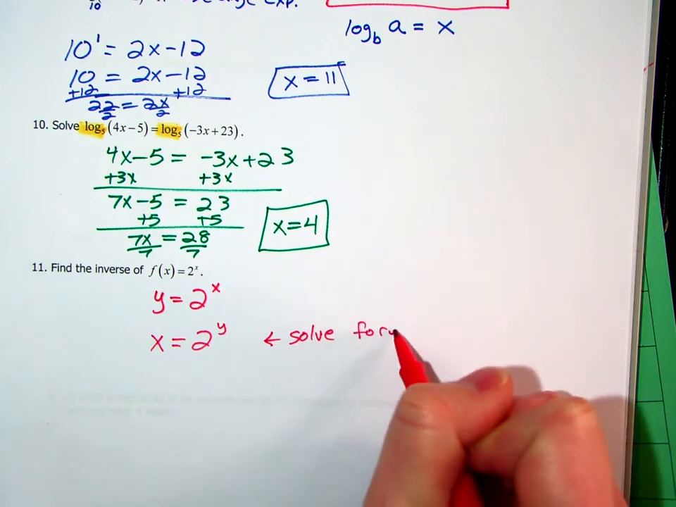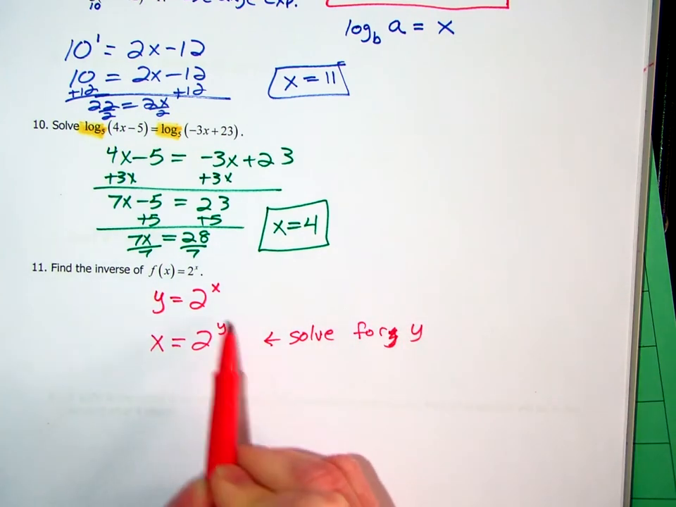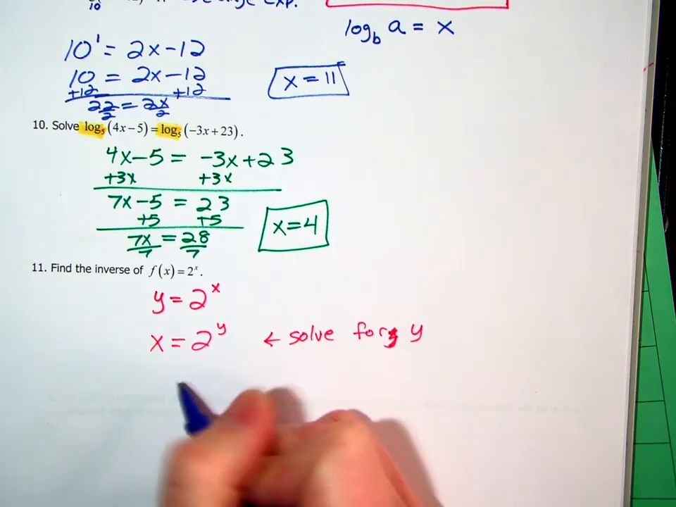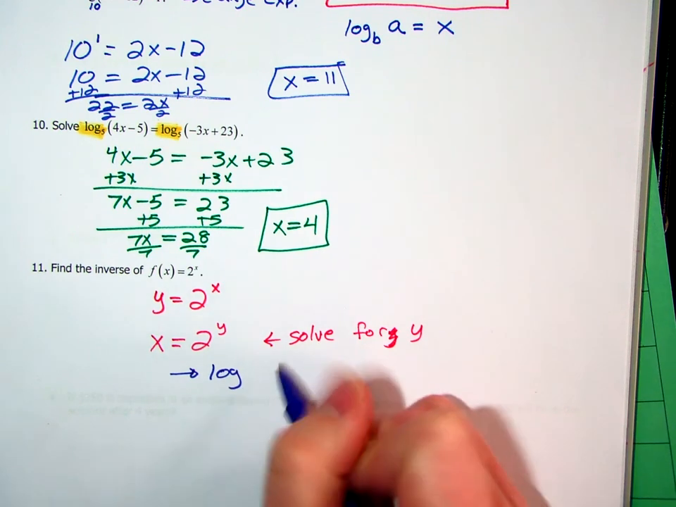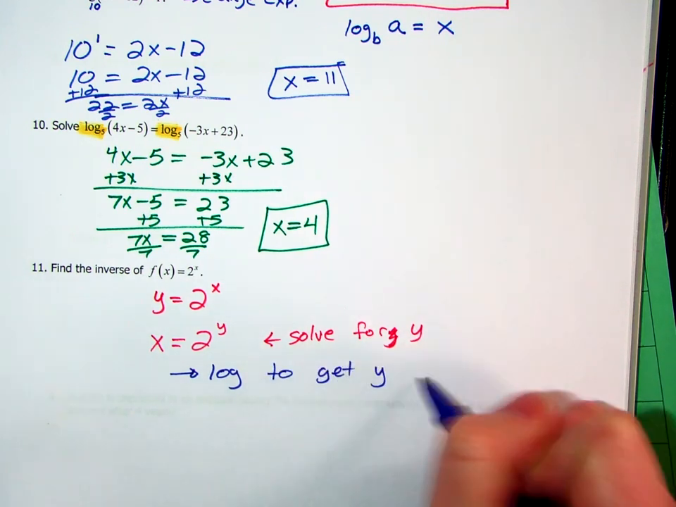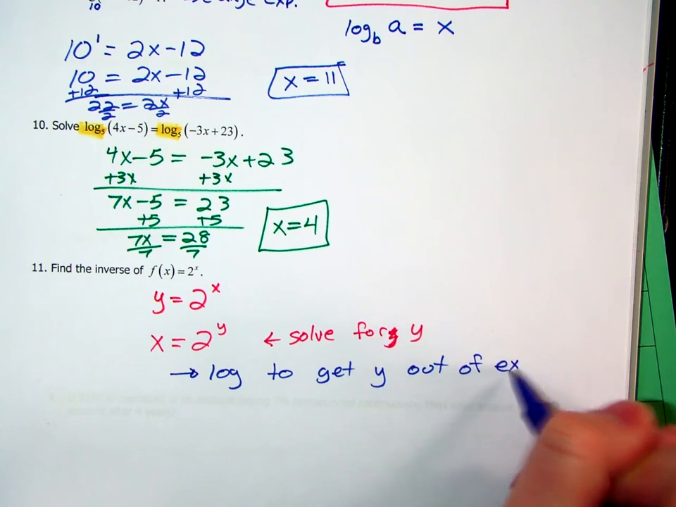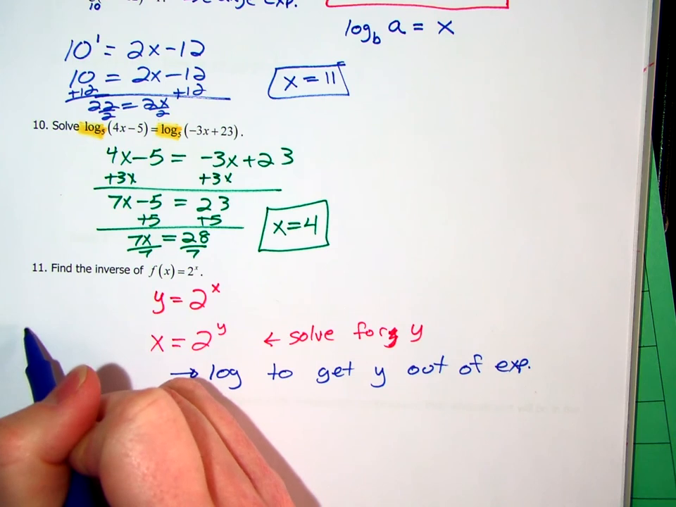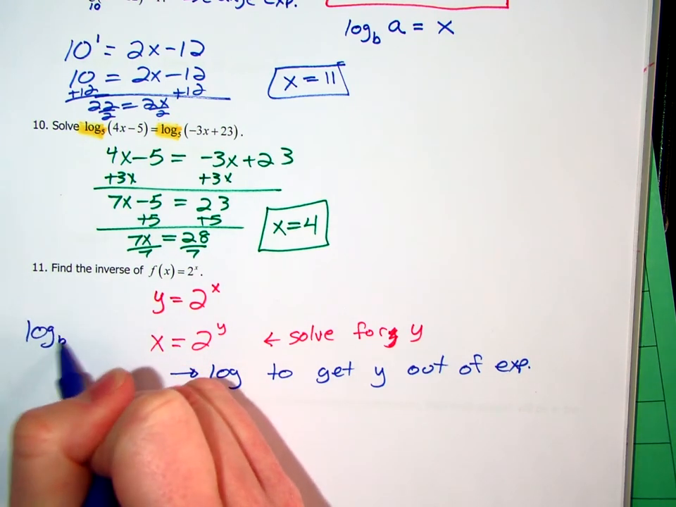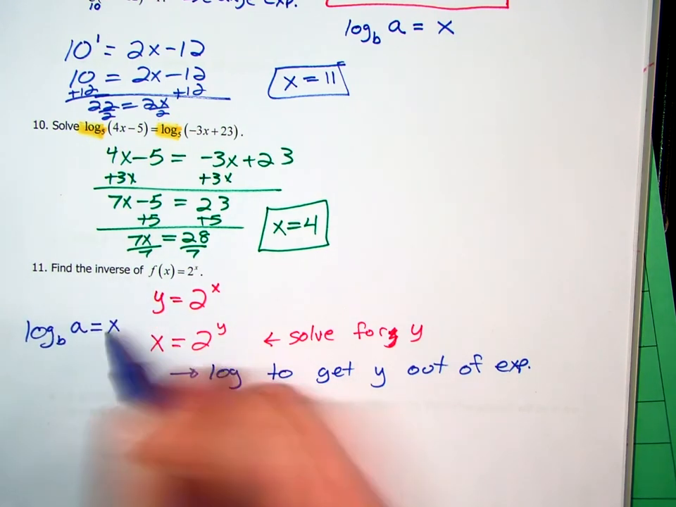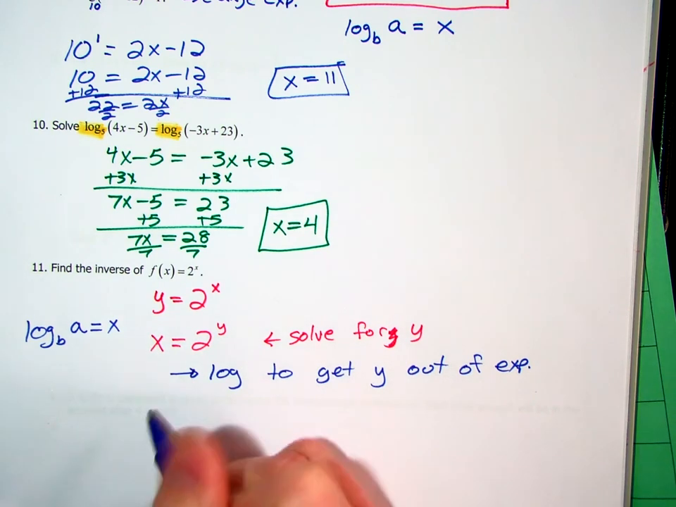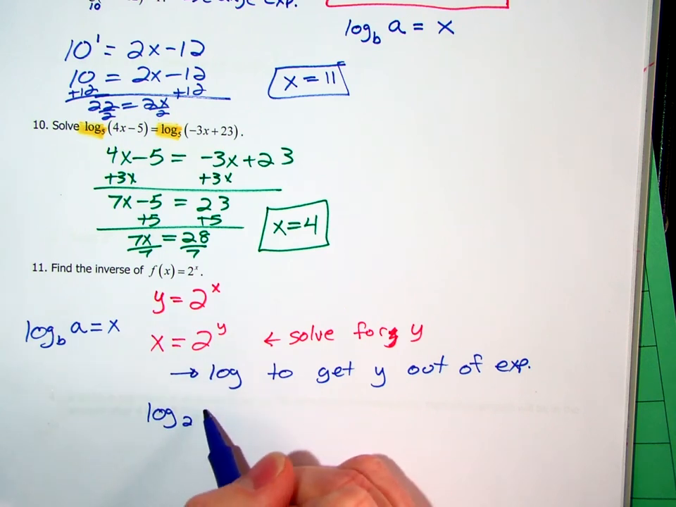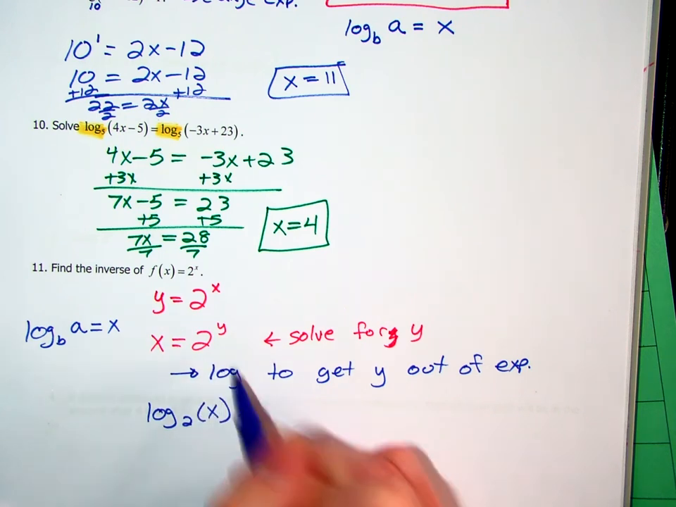So if I'm going to solve for y, the issue is y is in the exponent. I can't have what I'm solving for as the exponent. So we are going to change this to a log to get y out of the exponent, because we can't solve for y if it's in the exponent. So remember again that whole idea, log base b of the answer should equal the exponent. So log, the base in this case is 2, the answer is x, equals my exponent, which is y.